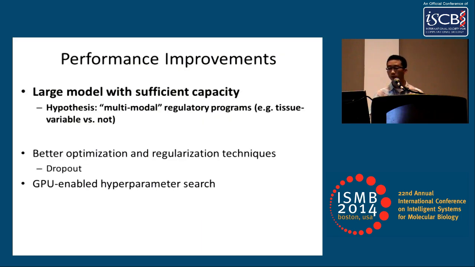All right, so the performance improvement. I claim that because we have a large model with sufficient capacity, and this is just my guess, that we have these regulatory programs that are potentially multimodal. If you have a simple model, you might only capture a part of the regulatory program, but not all of it. And I think with good regularization and good optimization, we're able to train these models with sufficient capacity to address different parts of the regulatory program. And yes, there's better optimization and regularization techniques, as well as the GPU-enabled hyperparameter search.